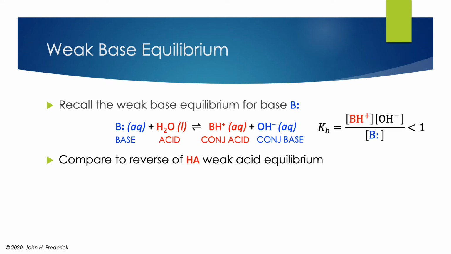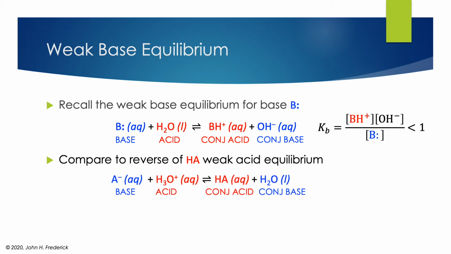I want to compare this reaction and its equilibrium constant to the reverse of the weak acid dissociation equilibrium. So what I'm writing here is basically the reversed reaction for that. We have the conjugate base to the acid, which is A minus, reacting with hydronium ion to give the undissociated acid, which is now the conjugate acid to that base, and water, which is now the conjugate base to the hydronium ion acid. So if I write the equilibrium constant for this, since I've reversed the reaction for Ka, that equilibrium constant has to be equal to 1 over Ka. I hope you remember that relationship from earlier.